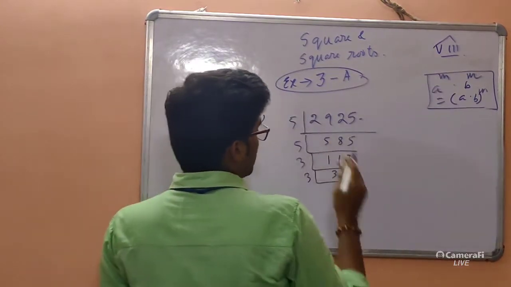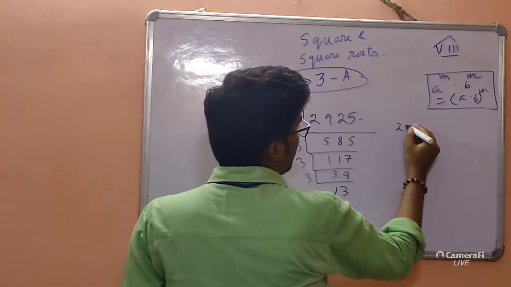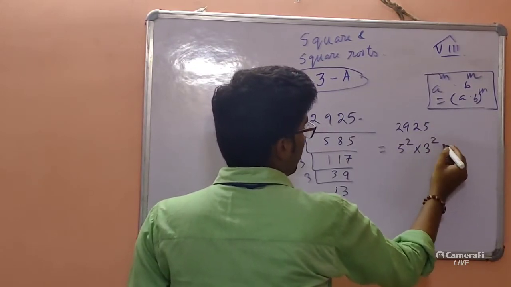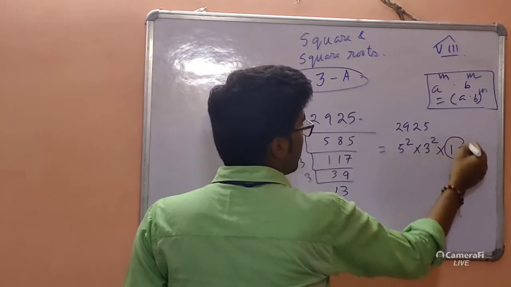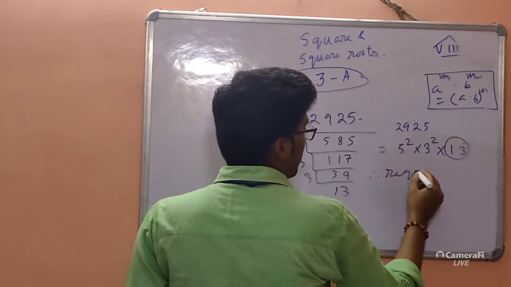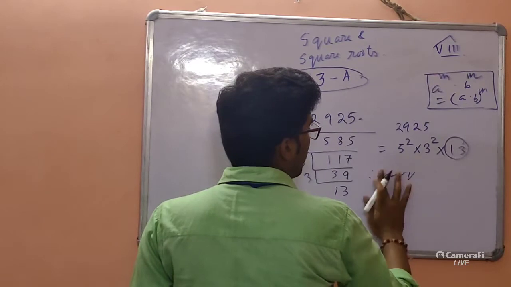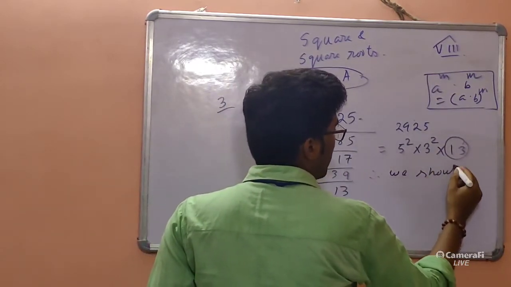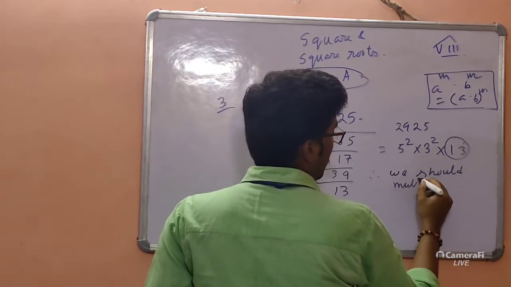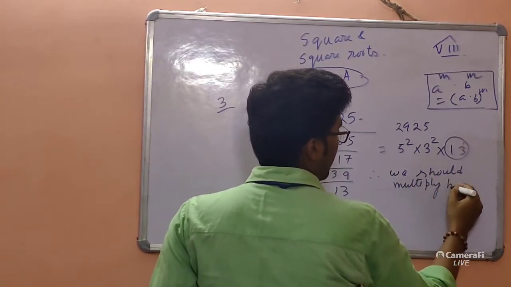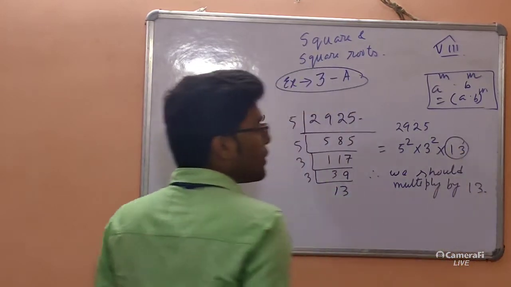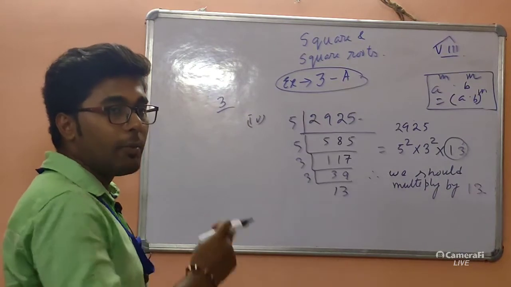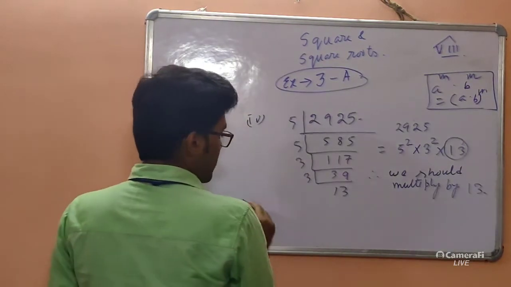Okay, so what we have therefore, 2925 is equal to 5 square into 3 square into 13. So this is the number left. Therefore we should multiply by 13. If you multiply it by 13, the required number will be what? It will be multiplied by 13, right?